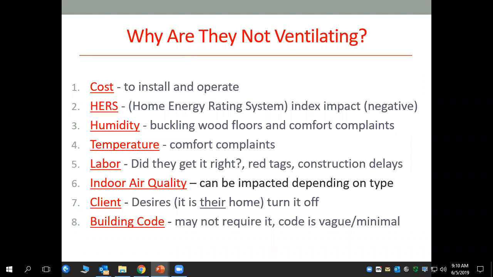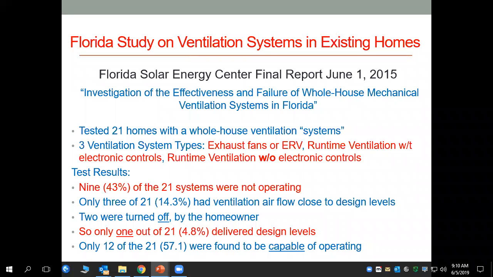They can turn it off. They can have it removed. We certainly don't recommend it. And then building code, again, as Jason said a while ago, may not require it at all. Sometimes it's vague, sometimes it's minimal, and sometimes it's not enforced at all.